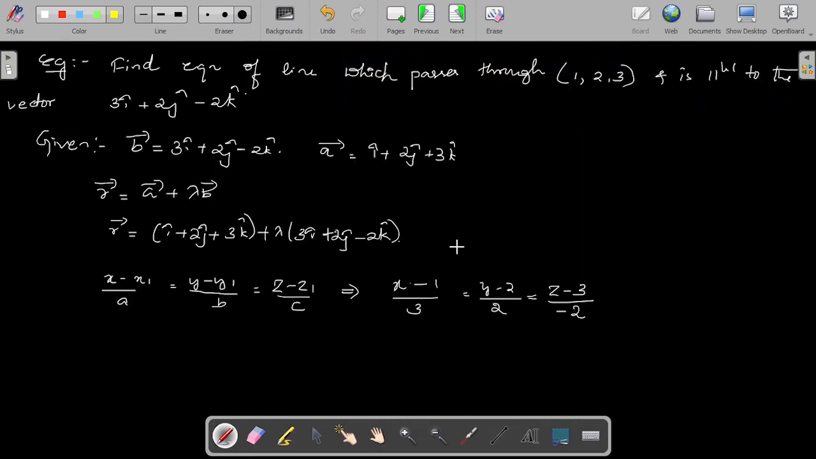Now, for example, find the equation of the line which passes through 1, 2, 3 and is parallel to the vector 3i cap plus 2j cap minus 2k cap.